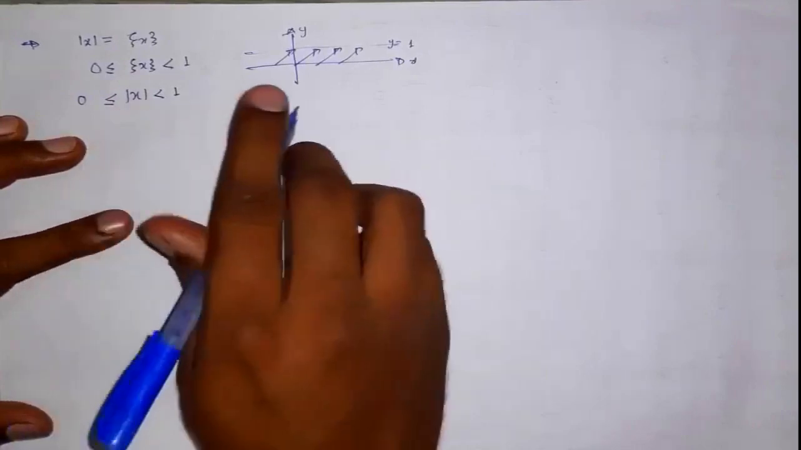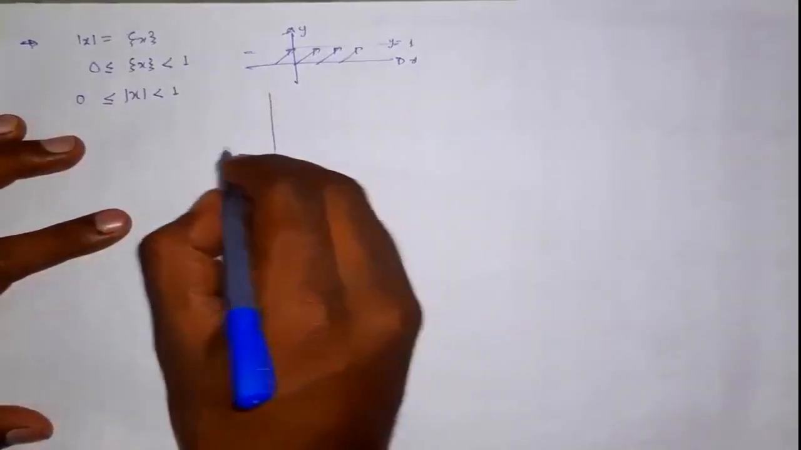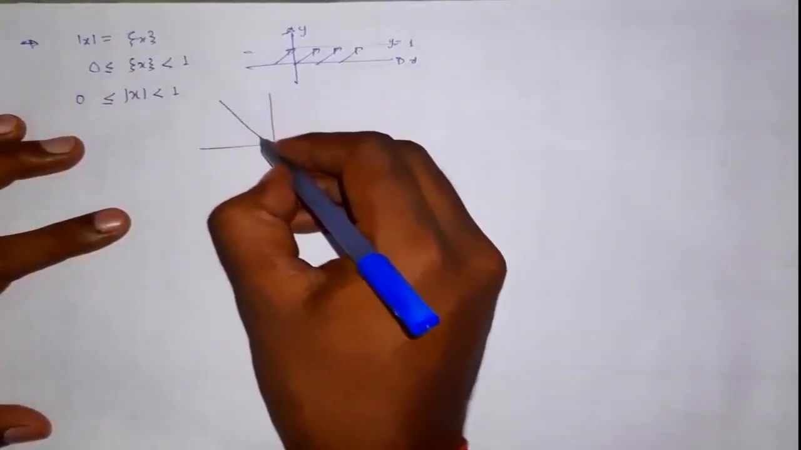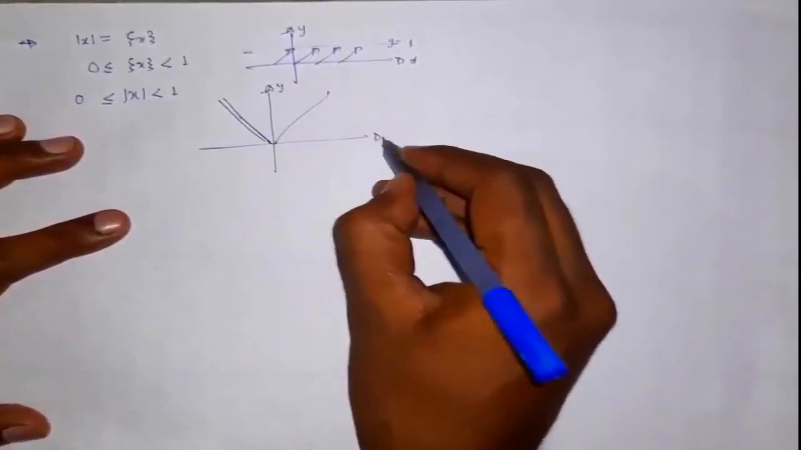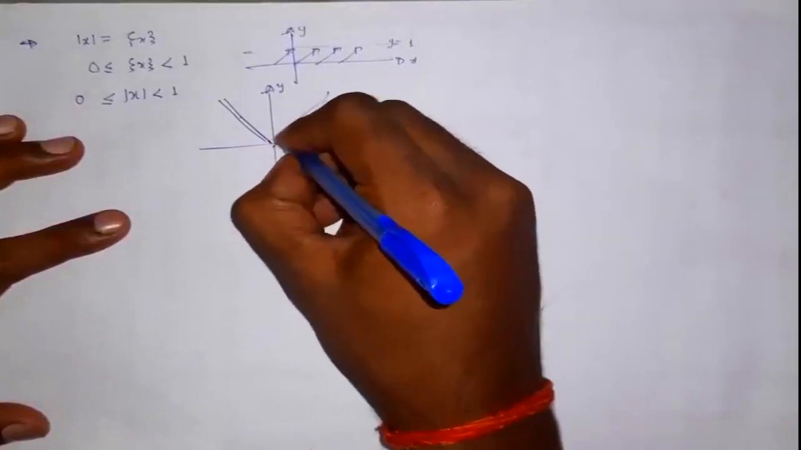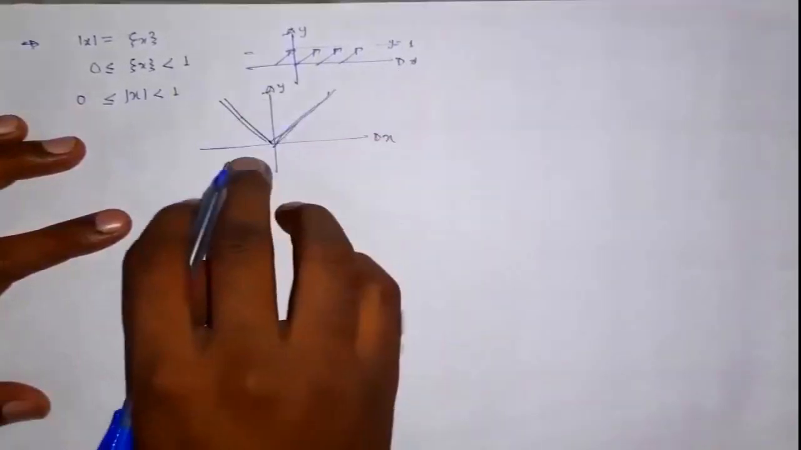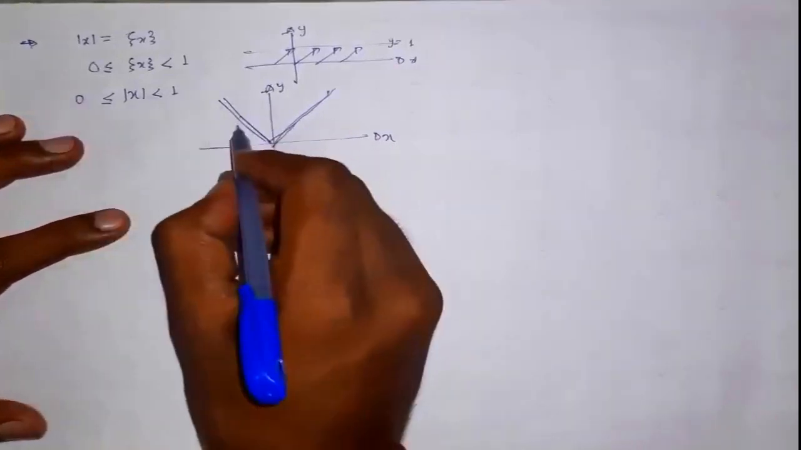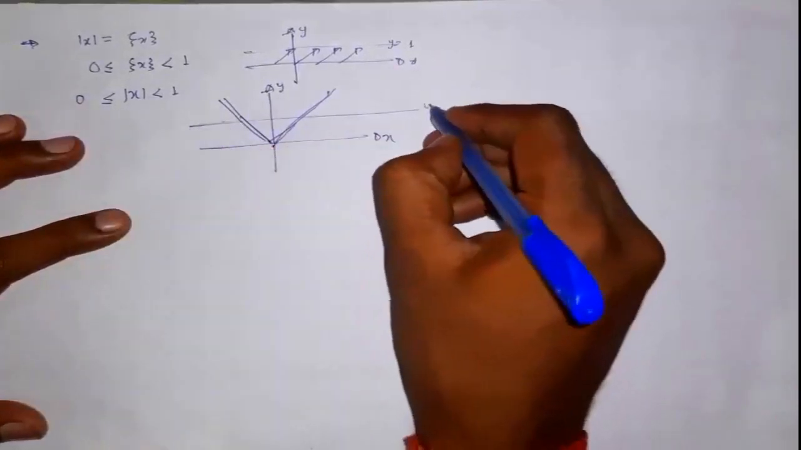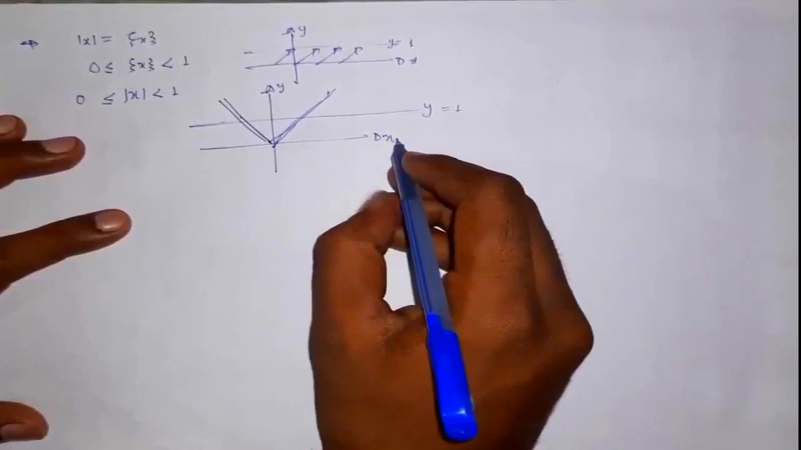Now what will we do? We will simply draw the graph of the modulus function, mod of x, like this. It will be like this, y, x. I hope it is clear to all of you. This is the graph of the modulus function. Now we will draw the line y equals 1 and the line y equals 0. The y equals 1 line will be like this, and the y equals 0 line will be like this.